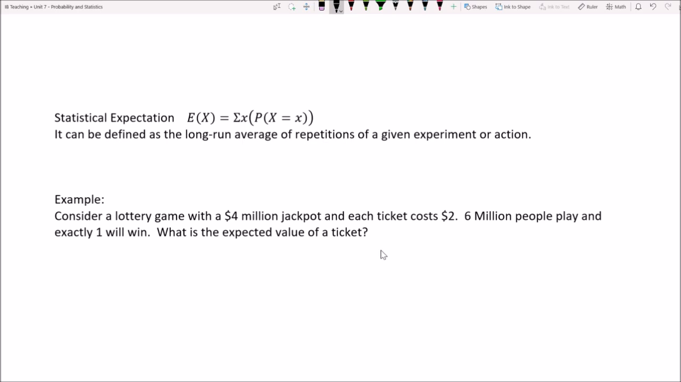So let's do an example with a lottery. In this lottery game, we have a $4 million jackpot, and each ticket costs $2. 6 million people are going to play, and exactly one of them is going to win. We want the expected value of a ticket. What we might need to do first is talk about this formula up here. The first part, all that says is the expectation of the variable, like literally the expectation of the variable. This here is saying we need to add up. X is each outcome, or each event, and its probability.